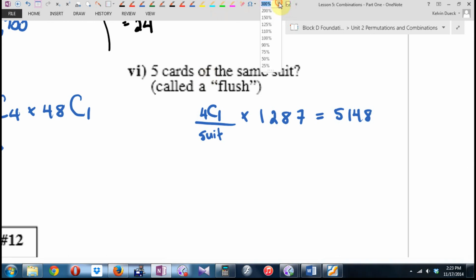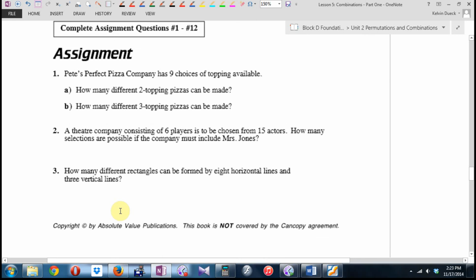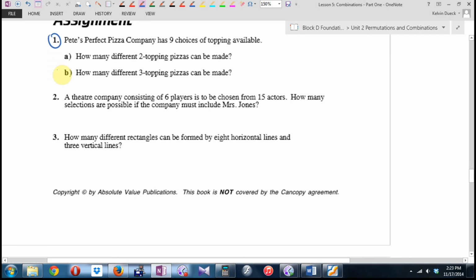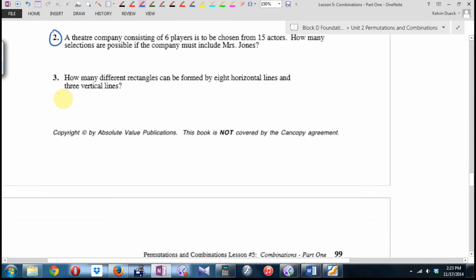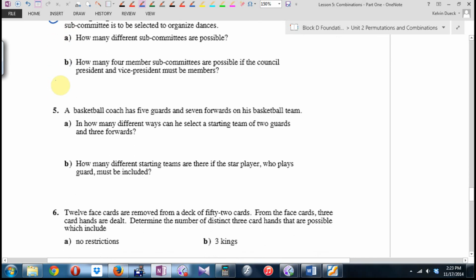What's your homework? Number 1, we are going to assume in pizza that you don't care when the topping is added. You only care if the topping is added. We're going to assume pizza is a choose. Okay? Number 2, skip 3. Number 4. 5 says basketball. I don't even need to read any further.